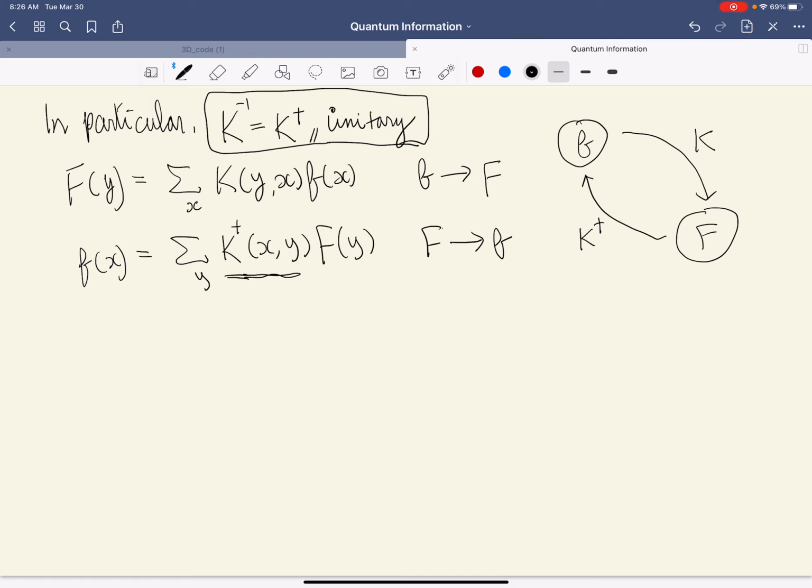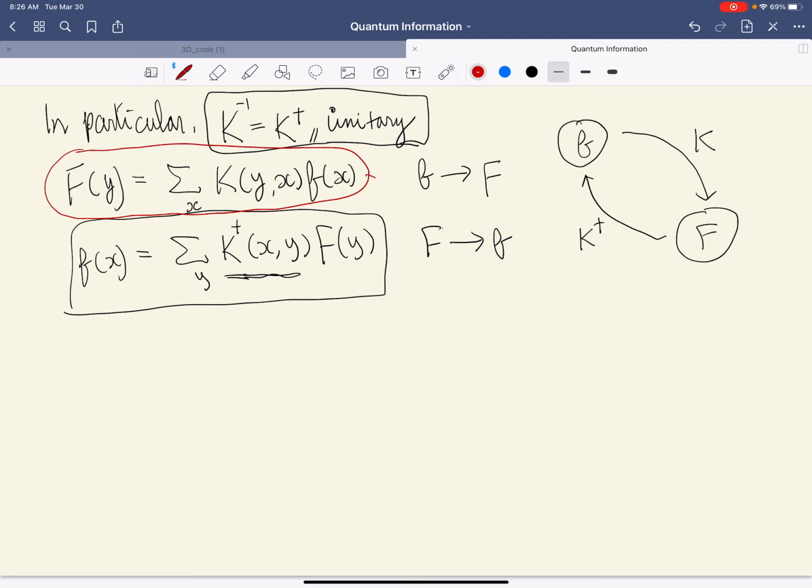Okay, so I'm going to perform a simple and well-known proof that indeed these mappings are as they should be. And I'm going to prove it by doing the following thing. I'm going to start with this definition, and then I'm going to insert this other definition into the capital F over here and just see what happens.